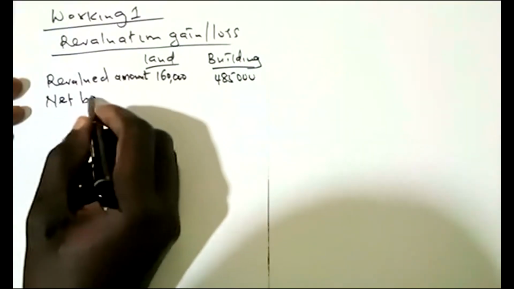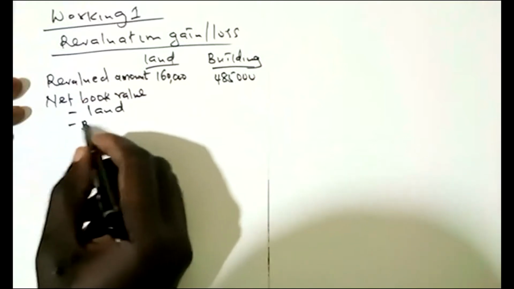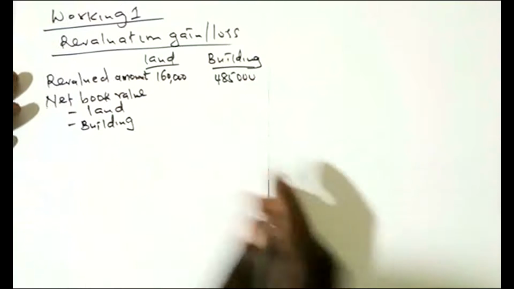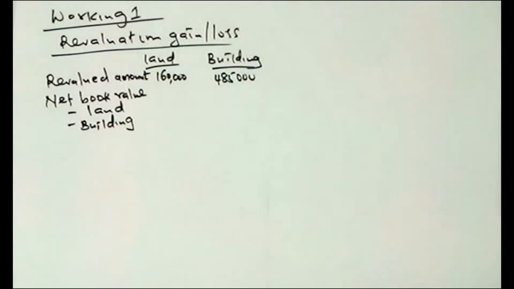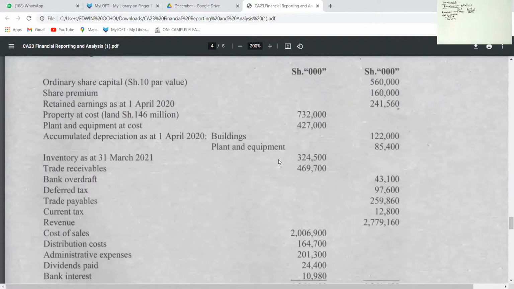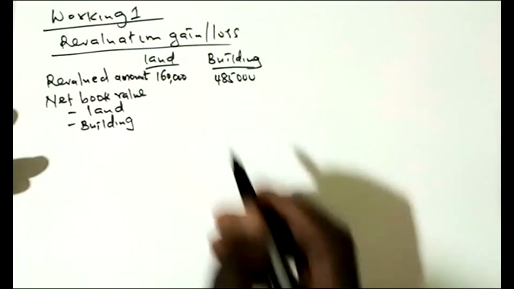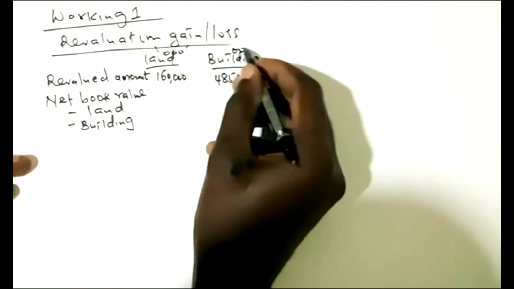Then compare with the net book value. The land will be at cost, but for the building you have to minus accumulated depreciation. Remember that land and building is just a property. In the trial balance, you will realize that they have mentioned the word property. So property stands for land and building. That is what they have provided as property at cost, of which land is 146,000. Remember that our question is in terms of thousands.